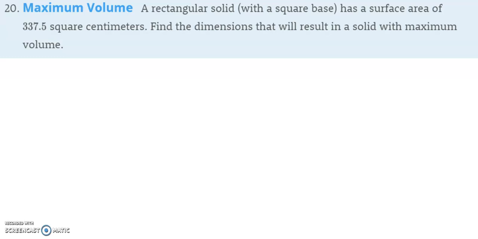All right, picking up where we left off, you guys requested number 20, which talks about finding the maximum volume. So again, that's an indication volume is going to be the thing that I take the derivative of. I just got to figure out what my helper is.